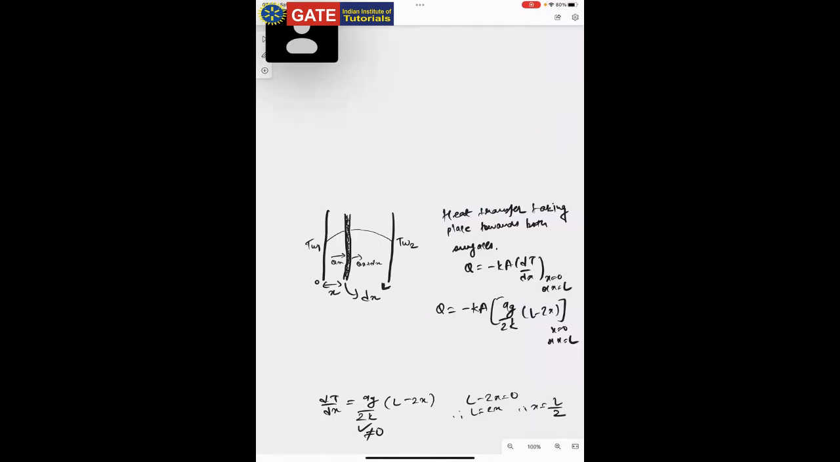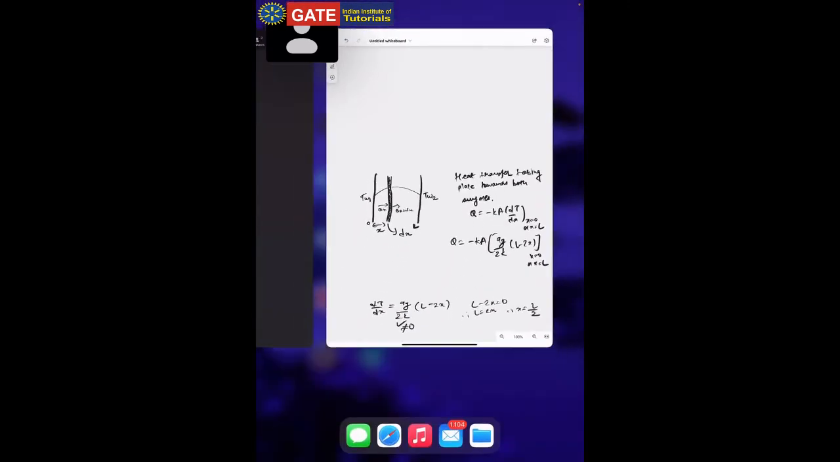Okay. So after this, let's just try one small example. It shouldn't be much difficult. And after that, we'll take another case and talk about its application then. Okay.